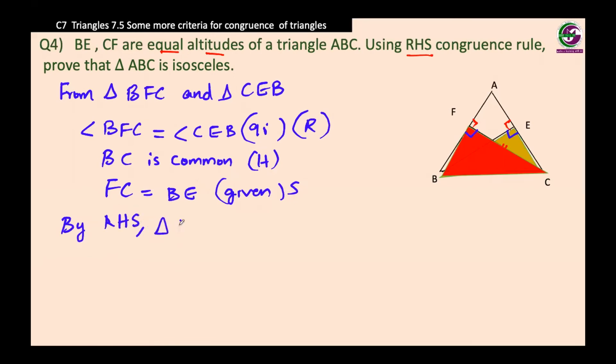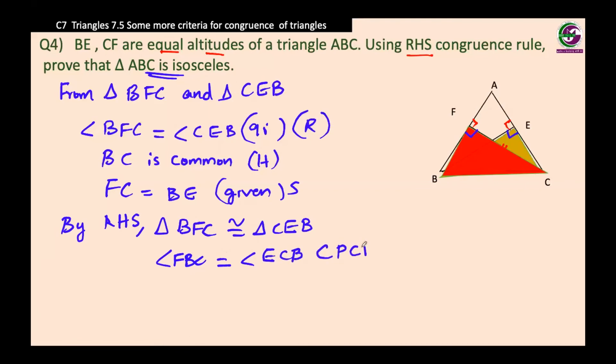So by RHS, triangle BFC is congruent to triangle CEB. So these two triangles are congruent. Now we have to prove that ABC is isosceles. Isosceles means two sides are equal, which can be found out from two angles being equal. Now we know that the angle FBC is equal to ECB. Corresponding parts of congruent triangles are equal.